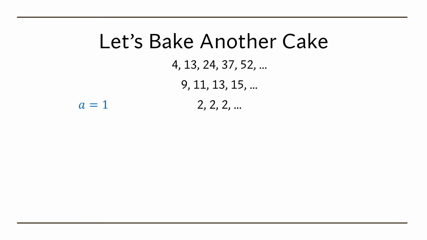So let's use our recipe and bake another cake. Here's another sequence. Let's see if we can figure this out. And we'll leave out a lot of the explanation. We'll just do the steps. Okay, first, here's the first difference. Here's the second difference. Oh boy, we've got a quadratic. Take half of that, and we get A is equal to 1.